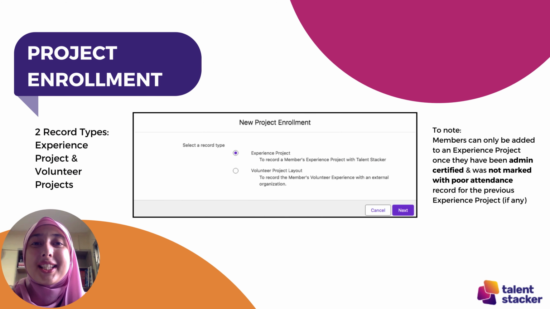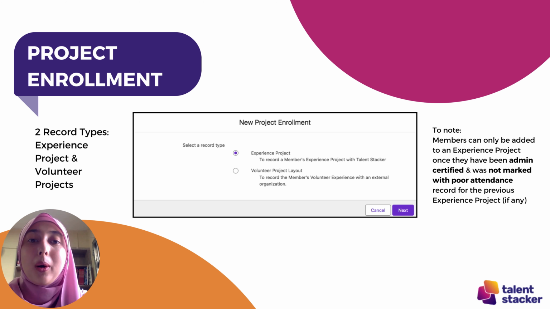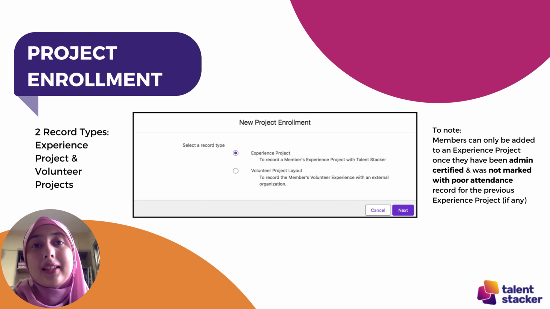Okay, so up next is the project enrollment object. This object helps record members who have been on the experience project or a volunteer project with an external organization. When you head to the project enrollment object, you can click the button New, and there'll be two options to choose from. Just select the appropriate option, whether the member has gone for the experience project or the volunteer project.